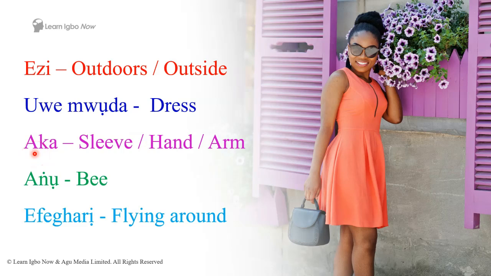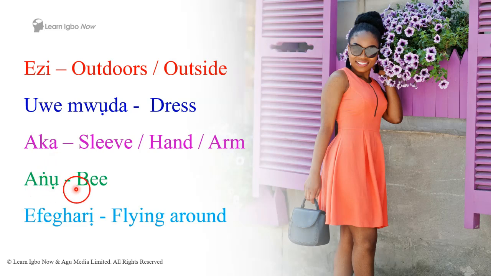Aka. Aka typically means hand or arm, but when it's paired with an item of clothing, then you know they're talking about sleeves. Uwe ya nwere aka ogologo. His clothes have long sleeves. Aka, sleeve, hand or arm, but for the purposes of this lesson, we're talking about sleeve. Uwe ya nwere aka ogologo. His clothes have long sleeves.